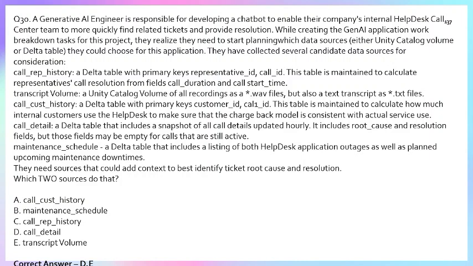Now call detail. In the call detail, you can see the last delta table includes the snapshot of the call detail updated hourly. It includes the root cause and resolution field. But those fields may be empty if the call is currently going on. But apart from this, for the calls which are already done, we can get the root cause and resolution from call detail. So option D is correct.